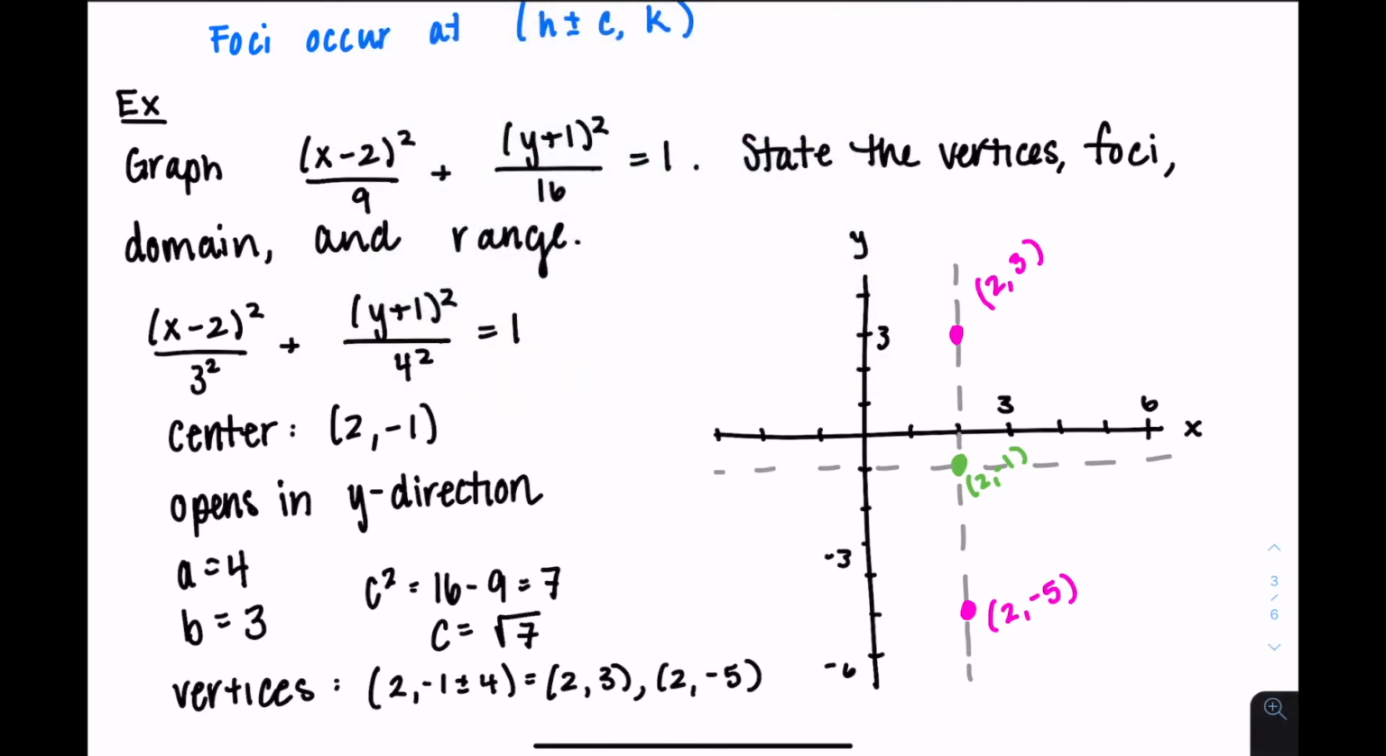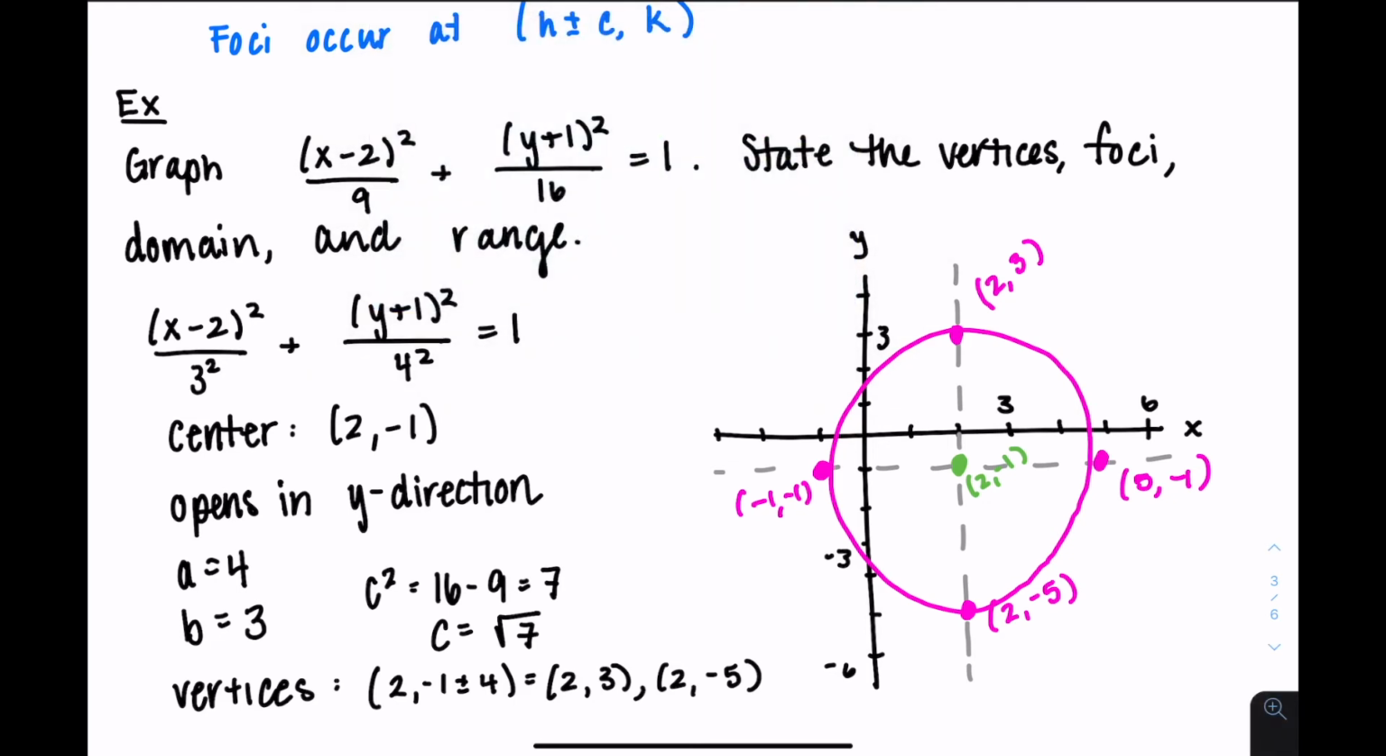Now for the other endpoints, for the x, I have to move left and right a distance of 3 because that's what's underneath my x. So I go 1, 2, 3, and we land right here for our other endpoint, which is going to be at 5, -1. Then we go ahead and move left, 1, 2, 3, and we land right here at -1, -1. So those are the other endpoints. And then we connect the dots to get our ellipse, which looks a little circular, but it's okay.